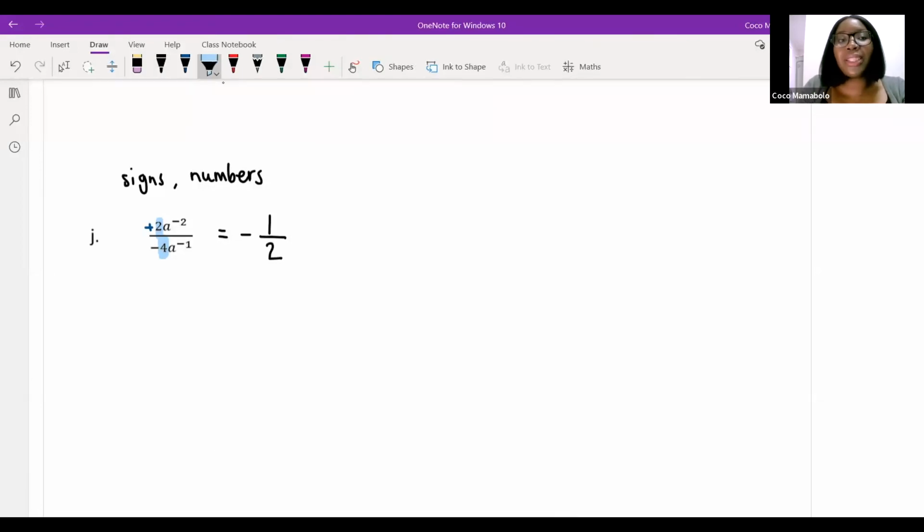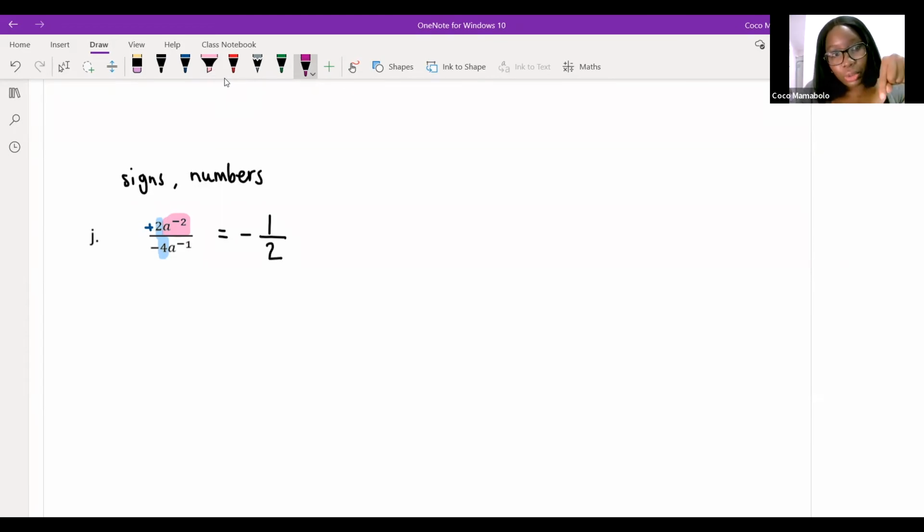Now, remember what we said about negative exponents. My a is to the exponent of negative 2. If I have a negative 2 at the top, what happens to a variable with a negative exponent? Where does it go?